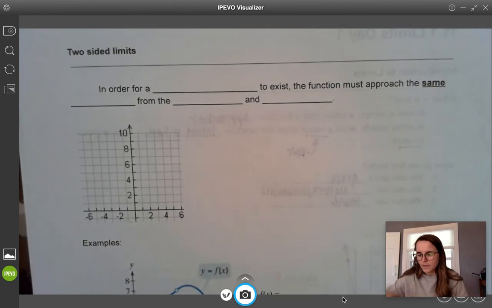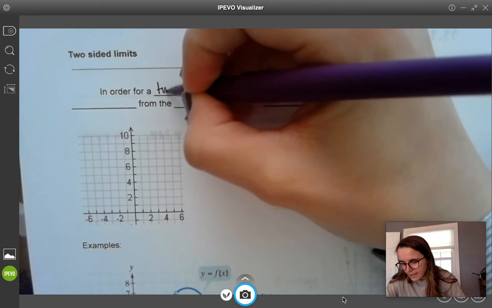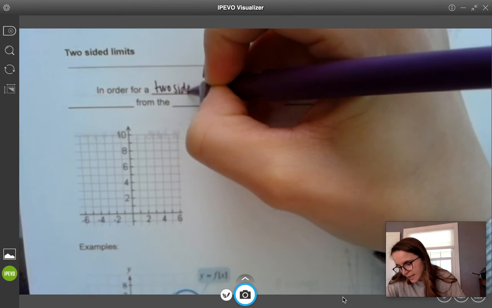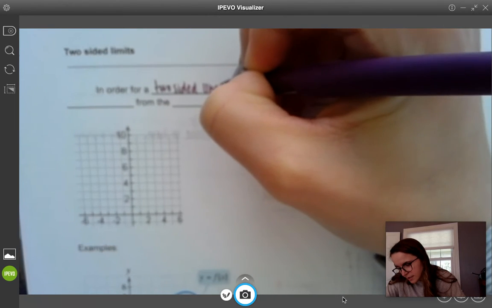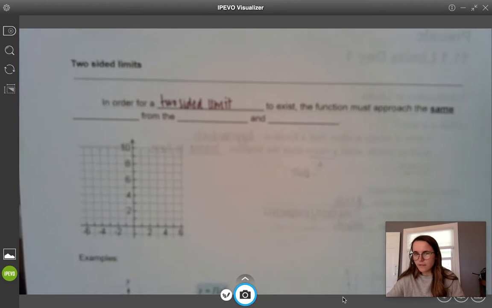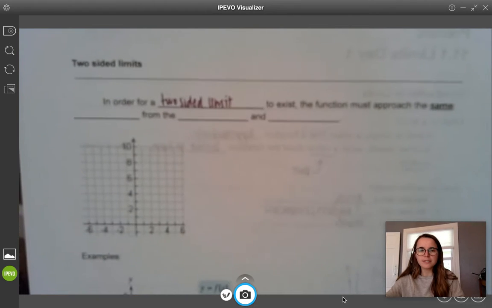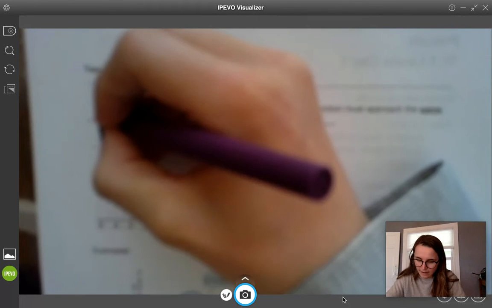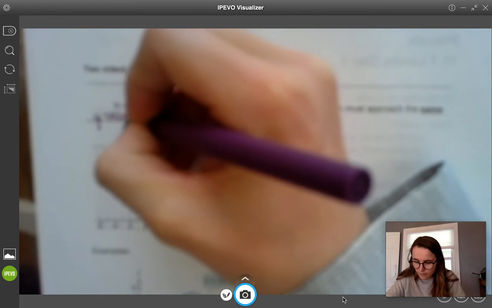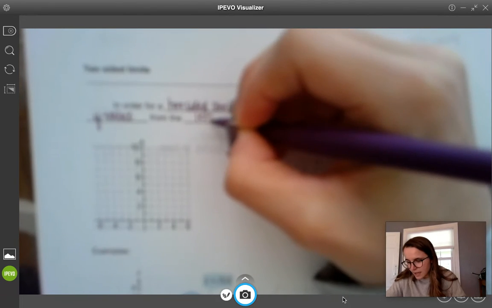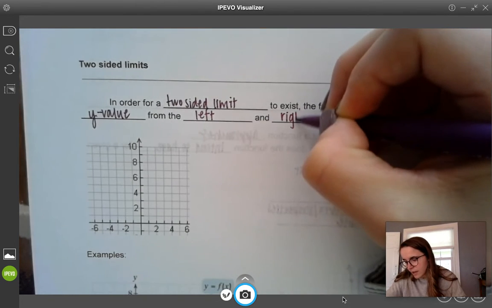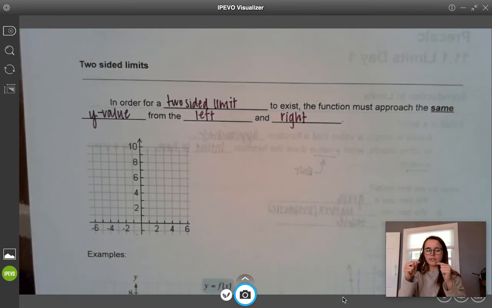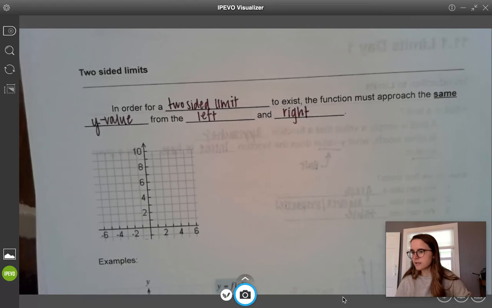Okay, so in order for a two-sided limit to exist, the function must approach the same y value from both the left and the right. So that's what I was talking about before, where we want to squeeze that pimple and our fingers should meet. Otherwise, they're going to slip past each other and the limit doesn't exist.